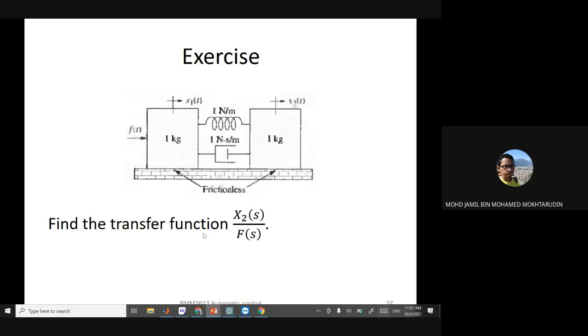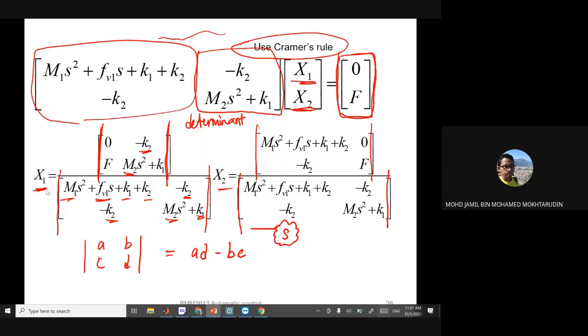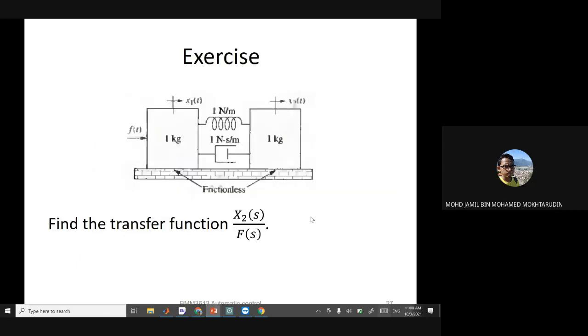So here the question asks you to find the transfer function x2 over f. When the question asks you to find x2, you don't need to calculate x1. For example, in the previous slide, it calculates for both x1 and x2. But the question asks you to find x2 only, so you only calculate x2. So you don't need to trouble yourself to calculate x1. Okay, so that's for the exercise.